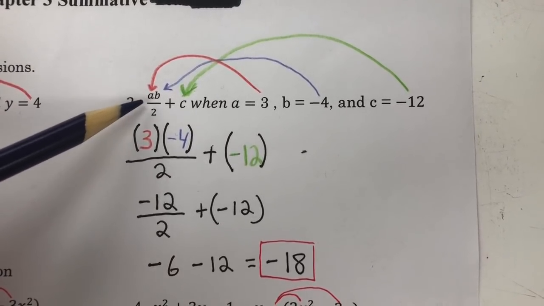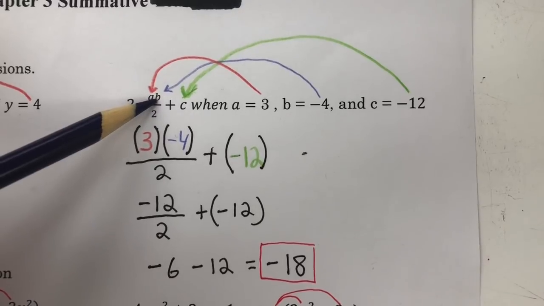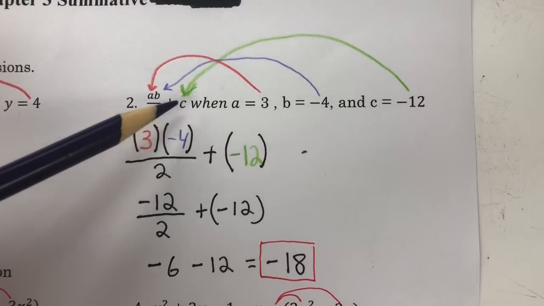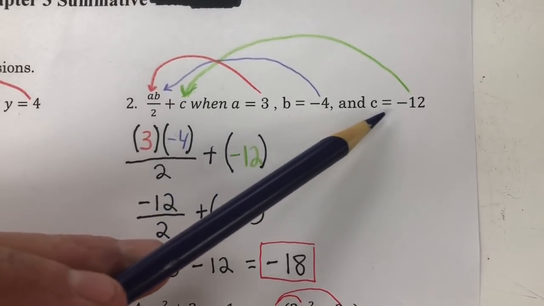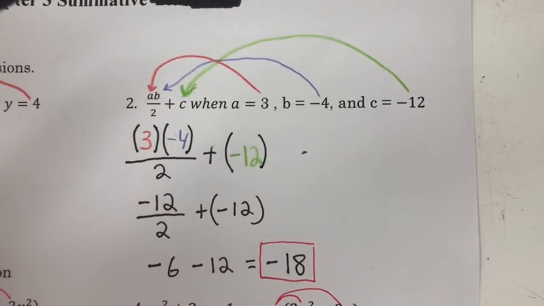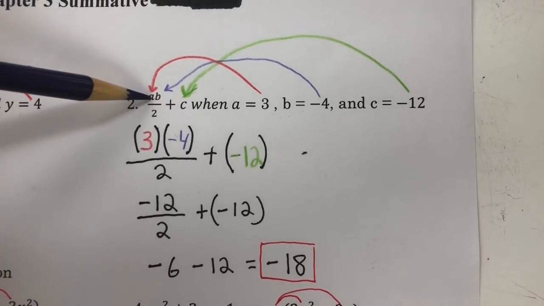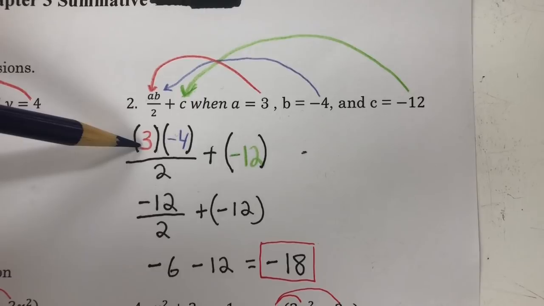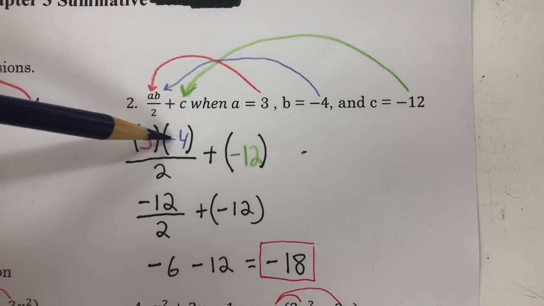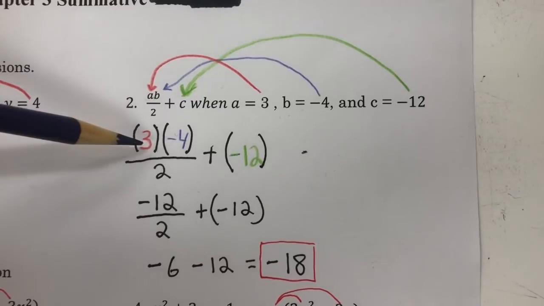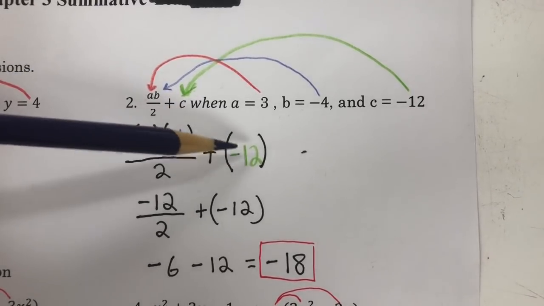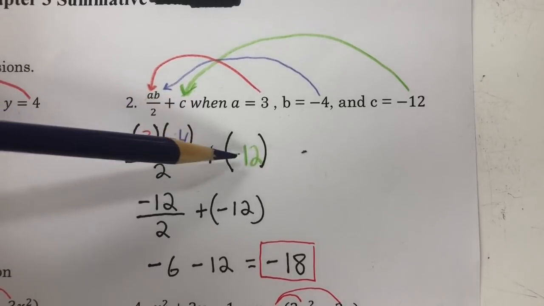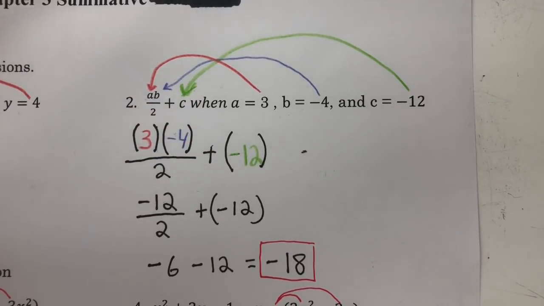For question 2, a multiplied by b divided by 2 plus c, when a equals 3, b equals negative 4, and c equals negative 12. So here, a multiplied by b, we have a is 3, b is negative 4, so that's 3 times negative 4. And then we insert the value of c, which is negative 12.